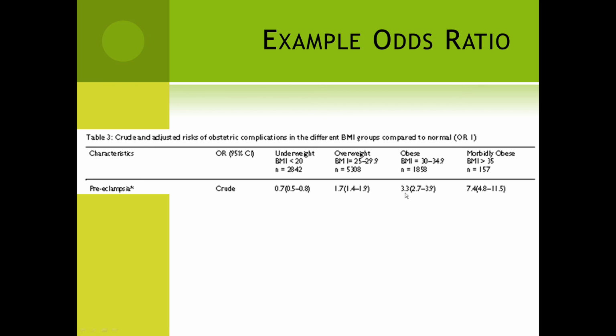When we get into obese, that number's climbing up. The odds ratio is 3.3, so they've got 3.3 times the chance of getting preeclampsia, which is more than 3 times the chance. And the morbidly obese women with an odds ratio of 7.4 have more than 7 times the chance of getting preeclampsia compared to normal weight women.